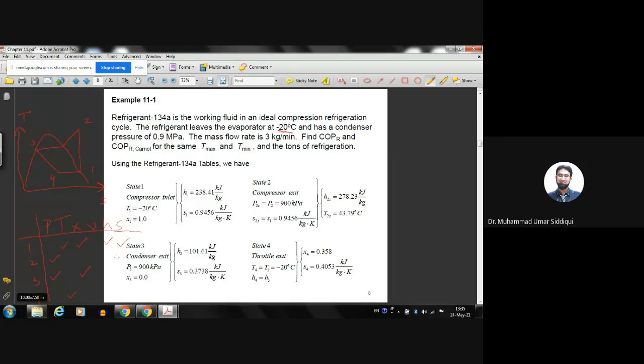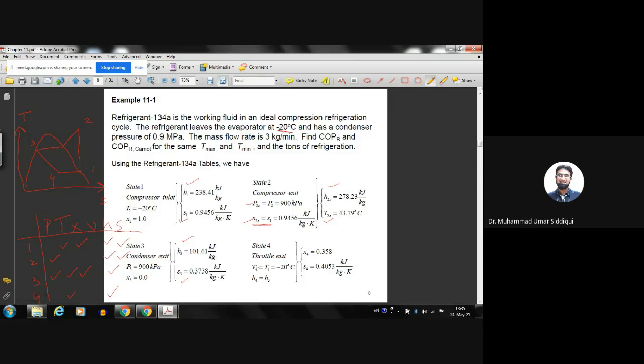So if we know S1, that means we know S2. And if we know S2 and P, we can find out H2. Similarly, for state point 3, we know P and X, so we can find the temperature as well as H. And this H will be the same as H4 because 3 to 4 is a throttling process. So we have T1 and X1, from which we can determine H1 and S1. Then we know P2 and S2, since S1 is the same as S2, so we can determine T2s and H2. Since we know P3 and X3, we can find H3 and S3.